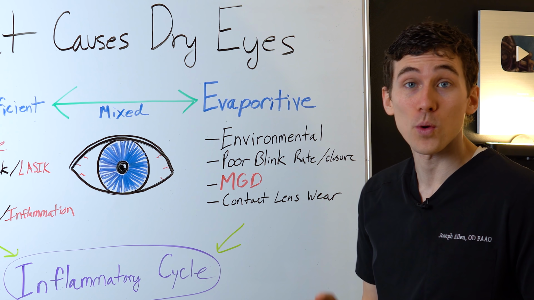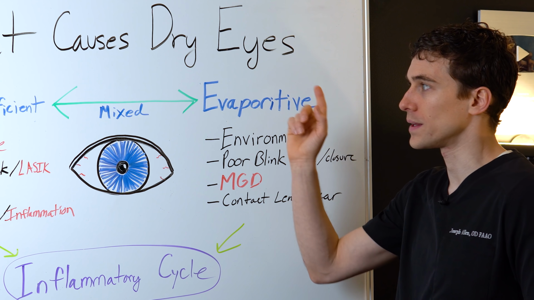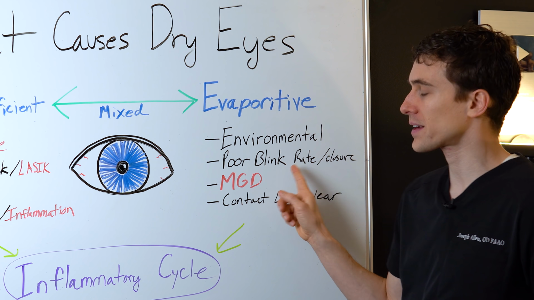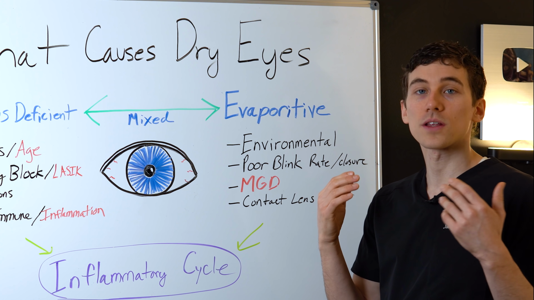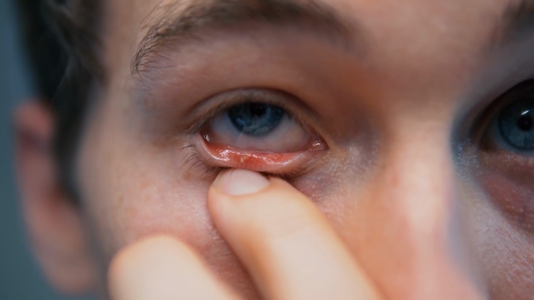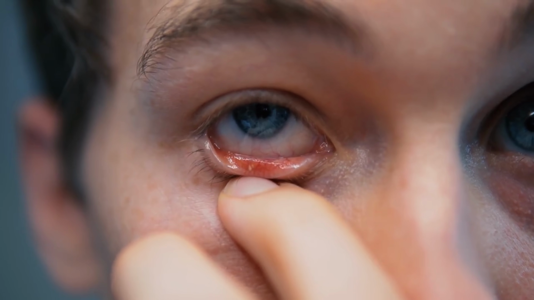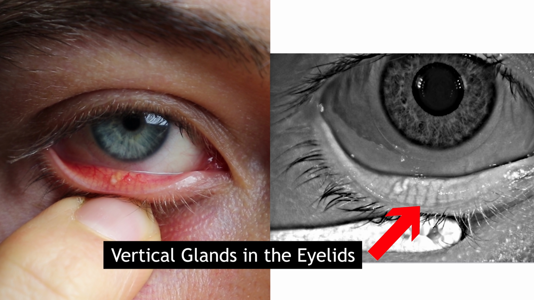Now, what's even more important about understanding how poor blink rate plays a role in dry eyes is the effect on your oil glands within the eye. Now, the oil glands, called the meibomian glands, they live in your eyelids, and every time you blink, these oil glands secrete a little bit of oil. Remember that lipid layer on the tear film that we discussed earlier?